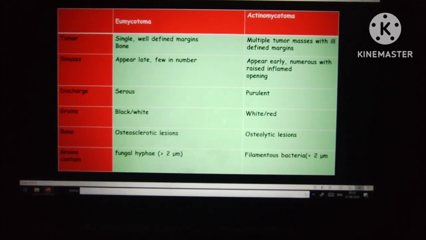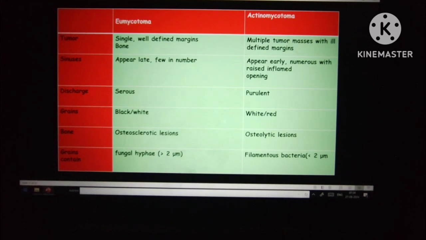Actinomycetoma will have multiple tumor masses with ill-defined margins. Quite the opposite, eumycetoma is single with a well-defined margin. In actinomycetoma, sinuses appear early and will be numerous with inflamed openings. In eumycetoma they appear late and are few in number. Here the discharge is purulent, here it is serous. Red, white, black and white grains. Here the bone lesions are osteolytic, whereas here they are osteosclerotic. Here you will see filamentous bacteria less than 2 micrometers.